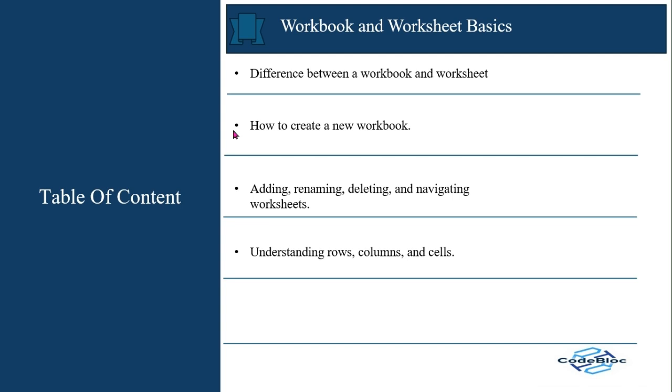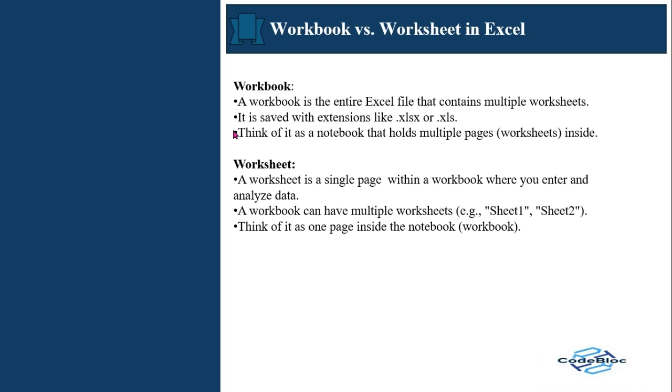So, the first thing we'll be doing is to talk about what a workbook is. A workbook is basically the entire Excel file that contains multiple worksheets. We save a workbook with extensions like .xlsx or .xls. You can think of a workbook as a notebook. Your notebook has multiple pages, and the collection of those pages makes up a workbook. So it holds multiple worksheets.